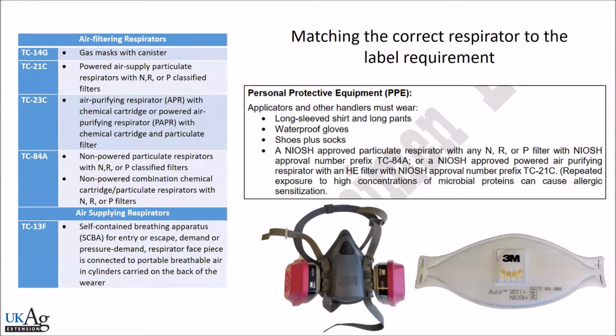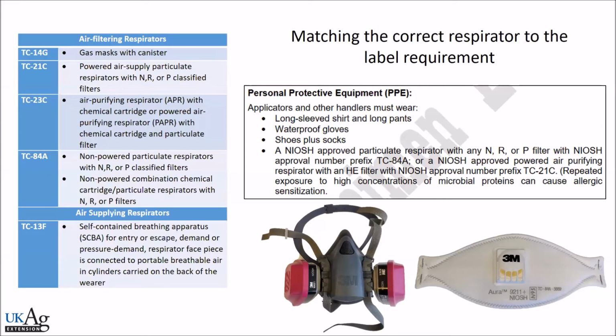It's important to match the correct type of respirator with the pesticide you'll be using, as different respirators protect against different types of products. A common category of respirator is the TC84A, as with this example. This is a particulate filter. These filters are often rated as N, R, or P, referring to their resistance to oil. N is not resistant, R is resistant, and P is highly resistant to oils.